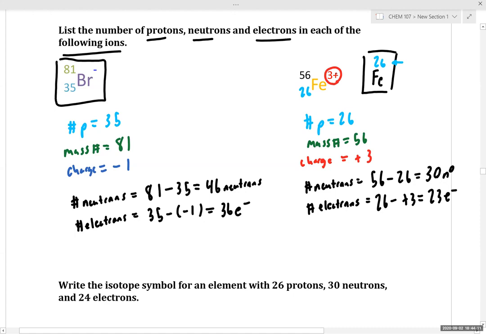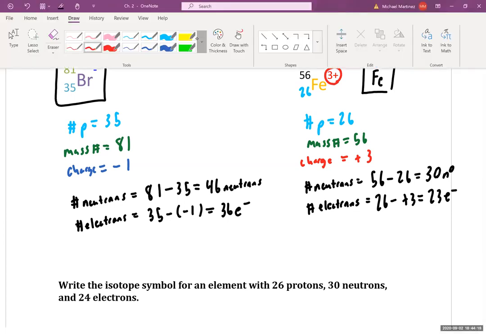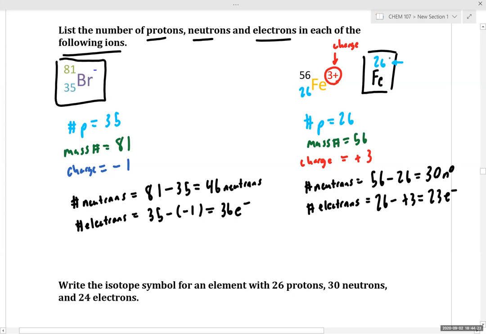There we go. And the charge is found up here in the upper right-hand corner. Just to recap, our atomic number, which is the number of protons, is 26. The mass number, found in the upper left-hand corner, is 56. The charge is +3. Our neutrons equal the mass number minus the number of protons, giving us 30 neutrons. And our number of electrons is equal to the number of protons minus the charge, which gives us 23 electrons. Does this example make sense to everyone?